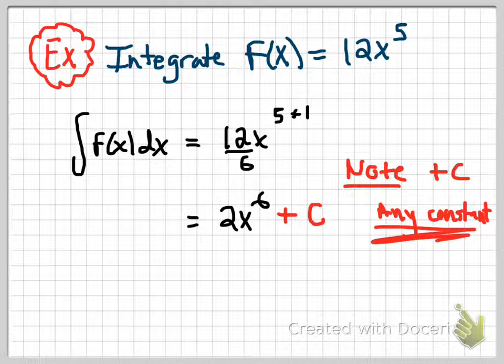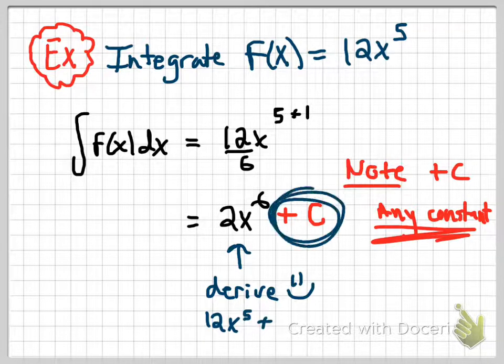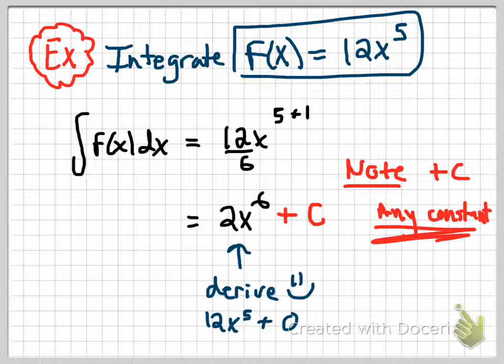Now think about this for a moment here. Checking your answer, if you were like, gosh, I wonder if I got my answer right, all you have to do is derive this to check and see if you got it right. So think about it. 2x to the 6th would be 12x to the 5th plus the derivative of c. Well, c is just a number. The derivative of c would be 0. I get 12x to the 5th plus 0, which is exactly what my function was.